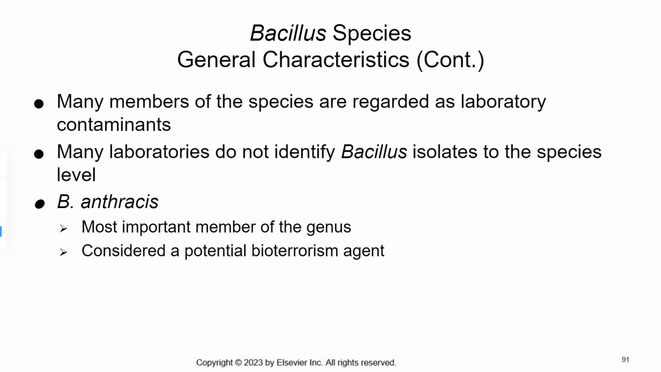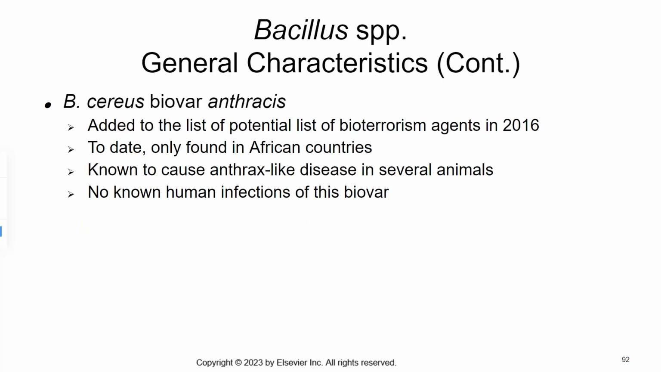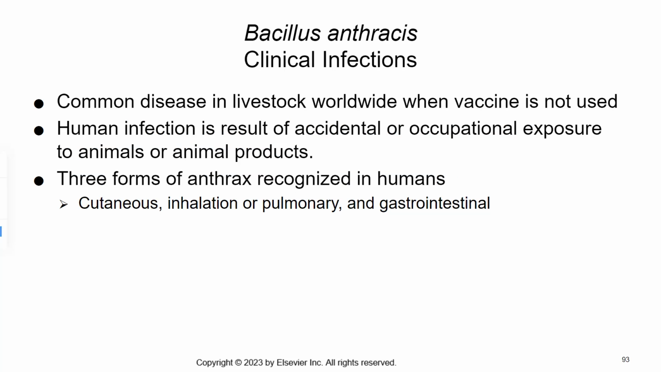Anthrax was actually used as a bioterrorist attack when the anthrax attacks of 2001 occurred. B. cereus biovar anthracis was added to the list of potential bioterrorism agents in 2016. To date, it's only found in African countries, and it's known to cause anthrax-like disease in several animals, but there are no known human infections of this biovar. Bacillus anthracis causes common diseases in livestock worldwide when vaccine is not used.